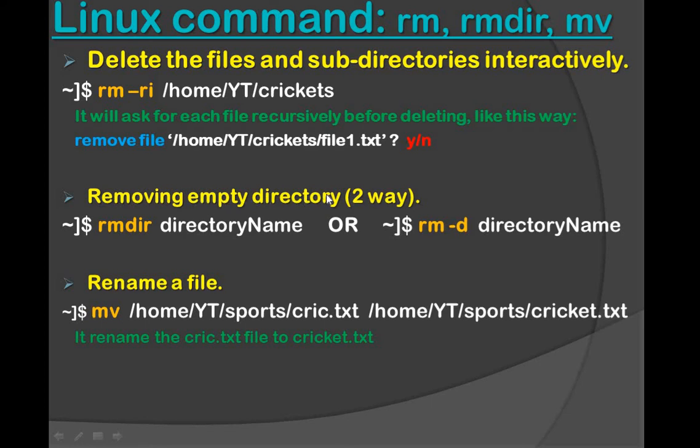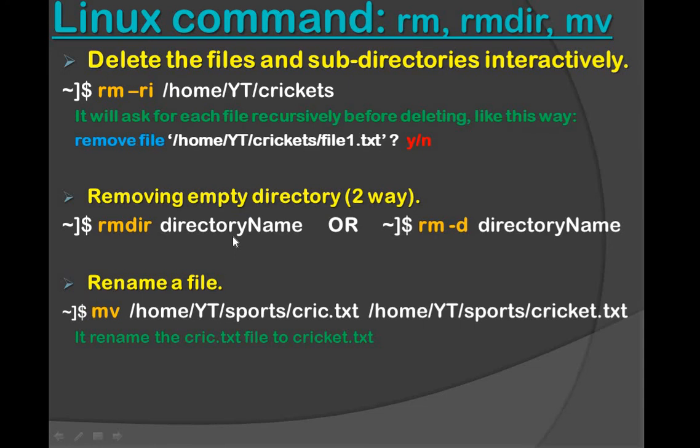Removing empty directory. How do we remove the empty directory? This can be done in two ways. It means there are two commands by which we can remove our empty directory. First we can use rmdir, followed by the directory name, or we can use rm space hyphen d space directory name, as this is the remove command. rm -d directory name.